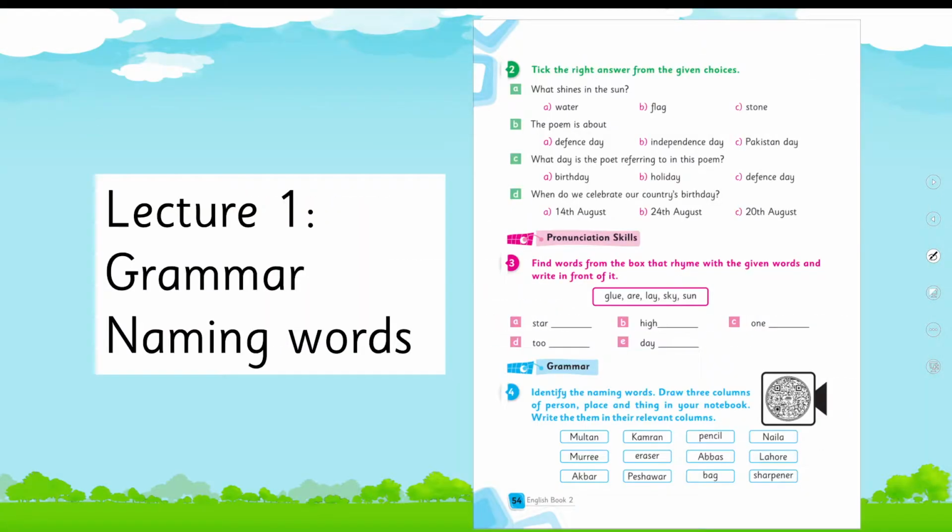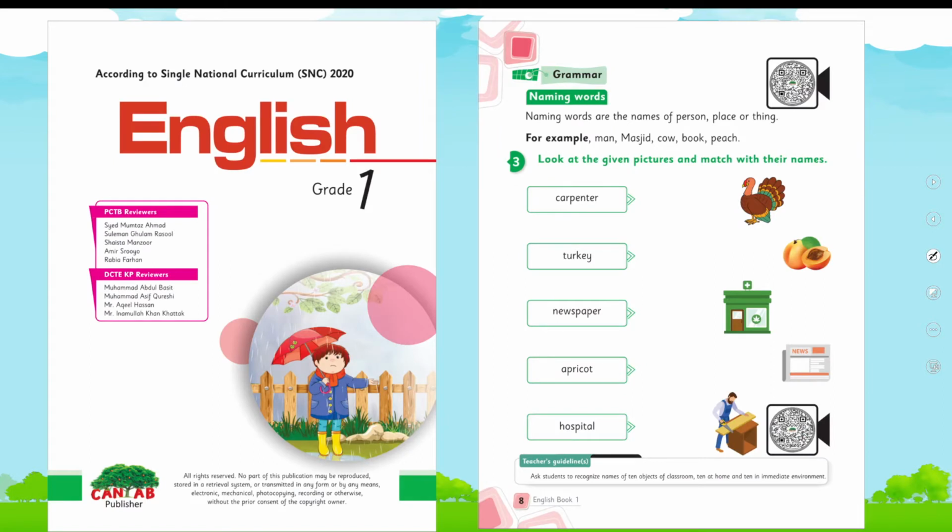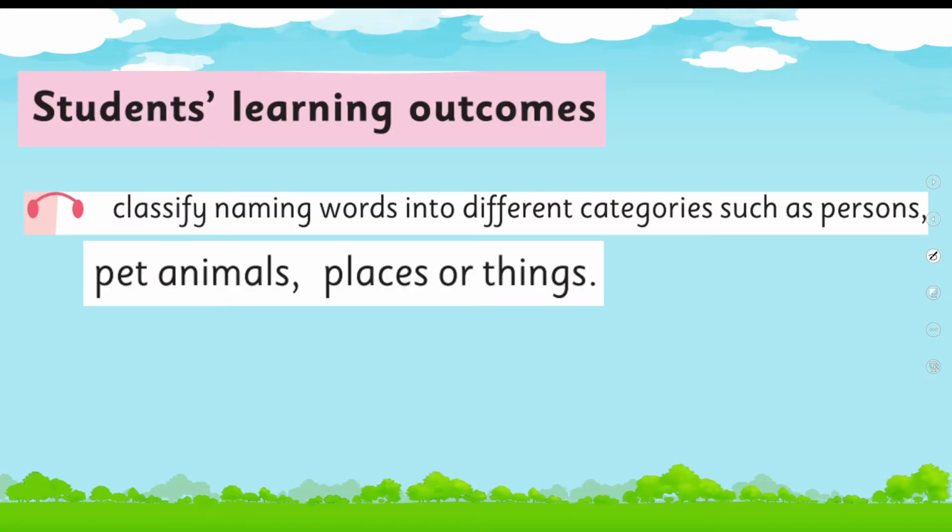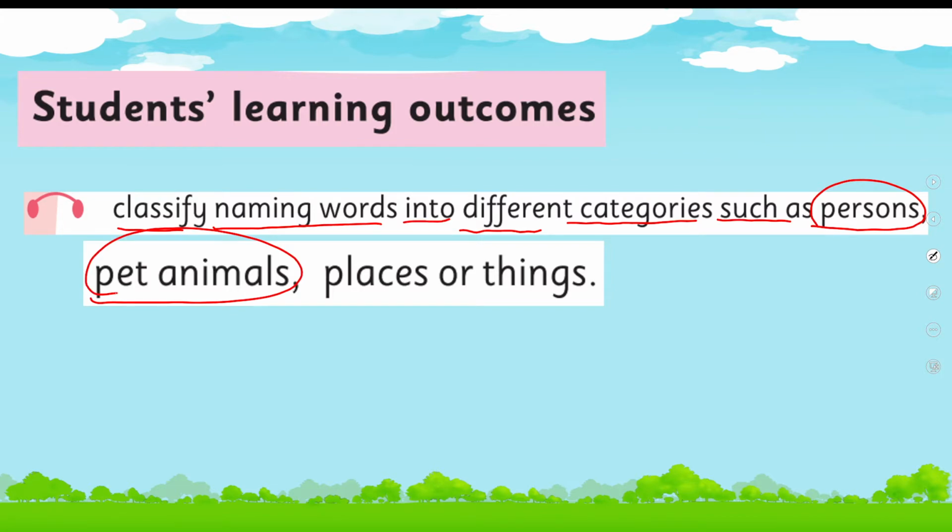Yes, my dear students, today under the title of grammar, we are going to learn about naming words. Before this, in English for grade 1, I have already taught you naming words. I hope you remember. If not, you may watch this video lecture again. Today we are going to learn further to classify naming words into different categories such as persons, pet animals, places, or things. This is our today's SLO.